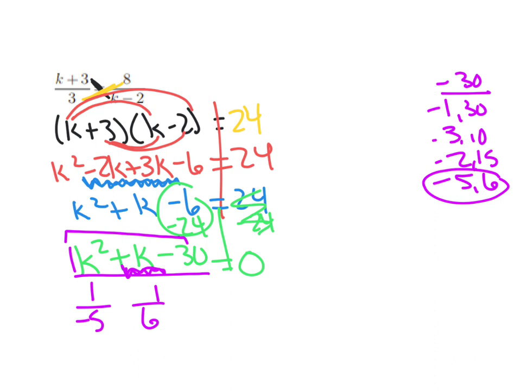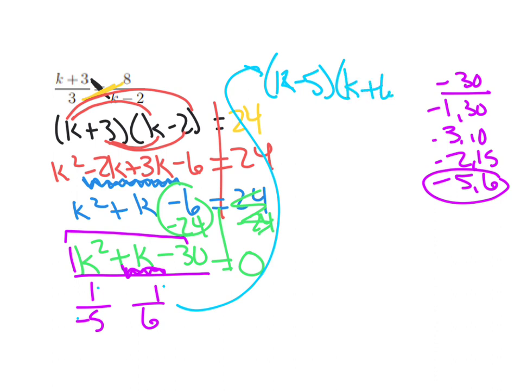Then we're going to turn those into our parentheses. So I'm going to come up here. I'm going to have the quantity of the top number goes with your variables, so 1k. The bottom is what you're adding, minus 5. Your second is 1k plus 6 equals 0.